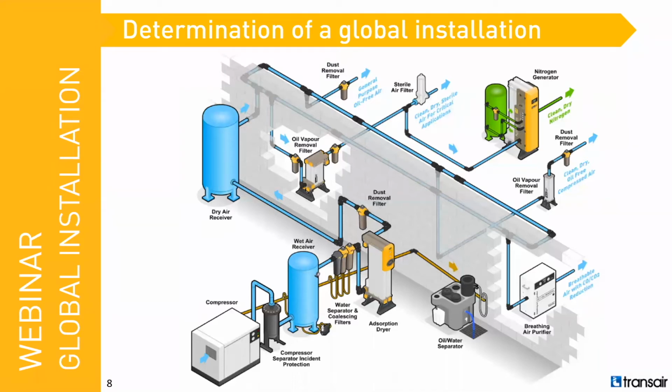Now I'm going to talk about what is composing a global installation. What you need to know about a global installation in industrial fluid is that it's composed of many different machines, each one of them having its own purpose, going from air treatment with filters that are going to remove dust and contaminants from air, to receivers to store the air, to more specific generators in order to generate specific gas like a nitrogen generator, etc.